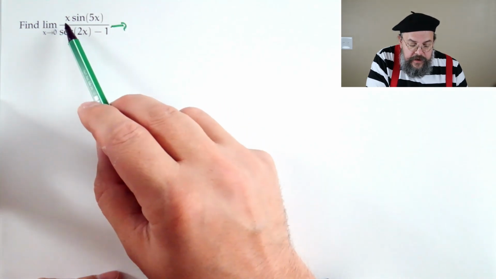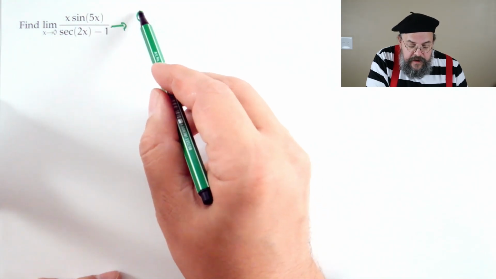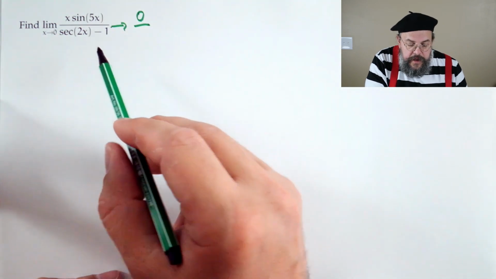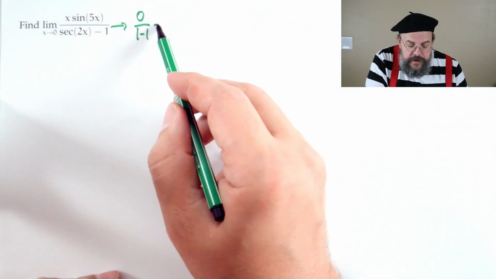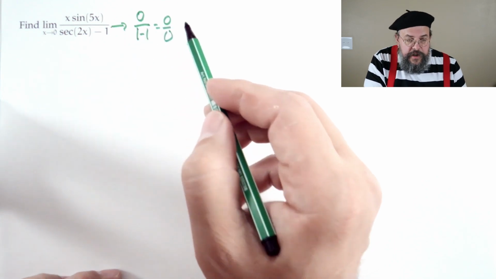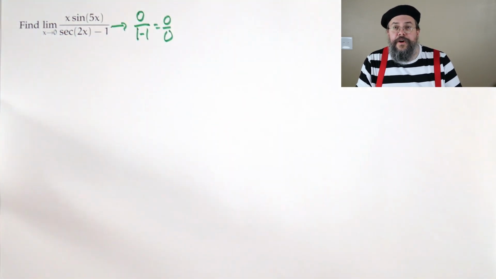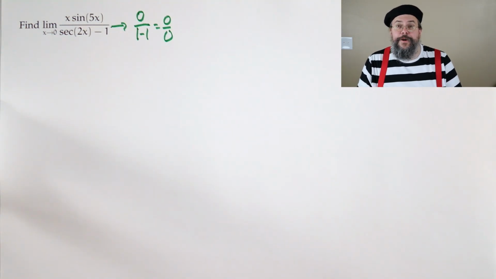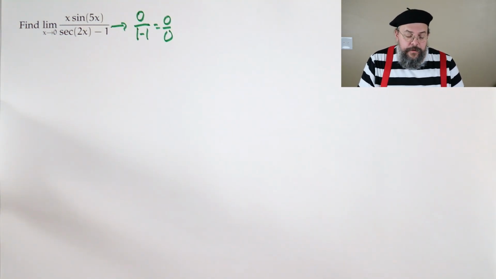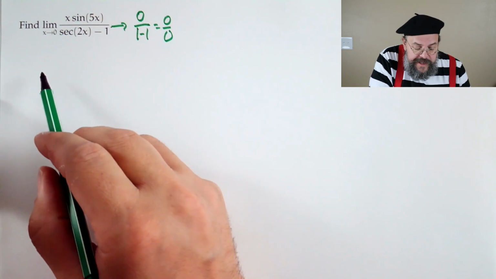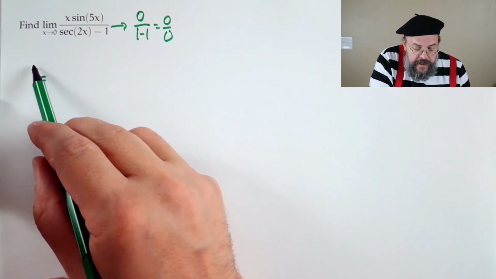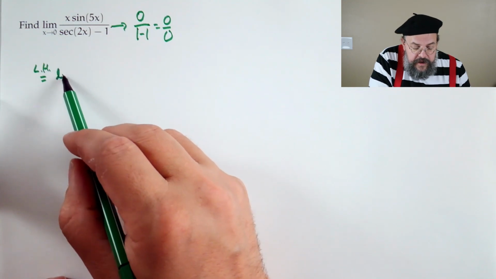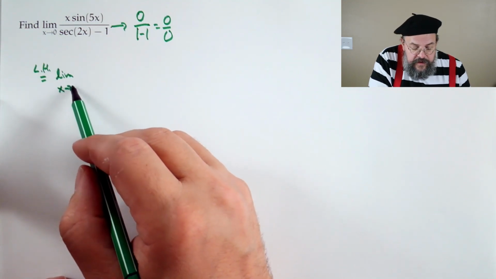We can see you have 0, sine of 0 is 0. And then here, secant of 0 is 1 minus 1, which is 0 over 0, which we know is code for more work. It's an indeterminate form. So we're going to apply L'Hopital. So apply L'Hopital. We see this will be the limit as x goes to 0.